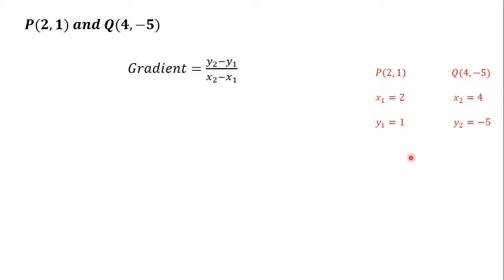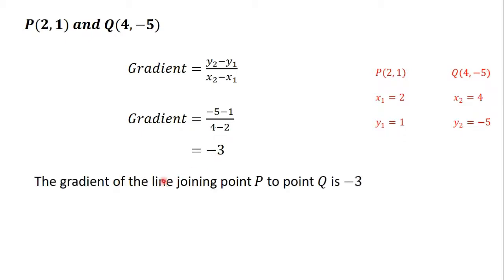We substitute this information into the formula and we are going to have y2 minus y1. So we have -5 minus 1 as the numerator, and for the denominator we have x2 minus x1. So we have 4 minus 2. So the gradient is equal to -5 minus 1 divided by 4 minus 2, and this is equal to -3. So the gradient of the line joining point P to point K is -3. Let's consider the second question.